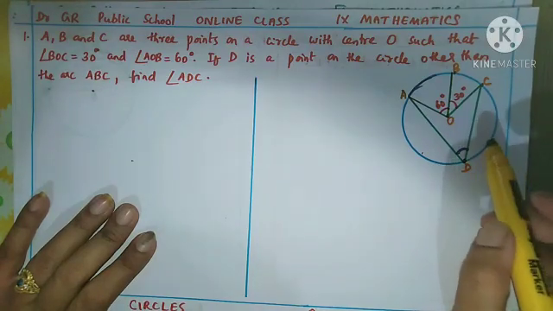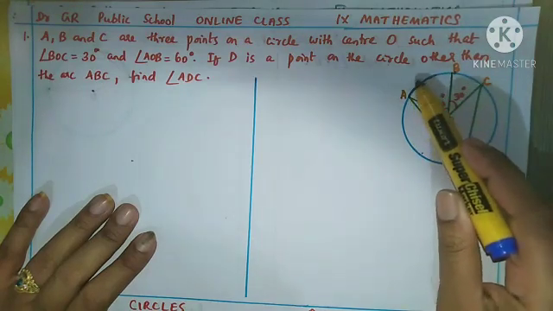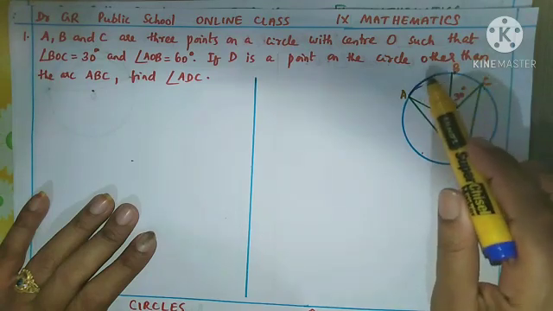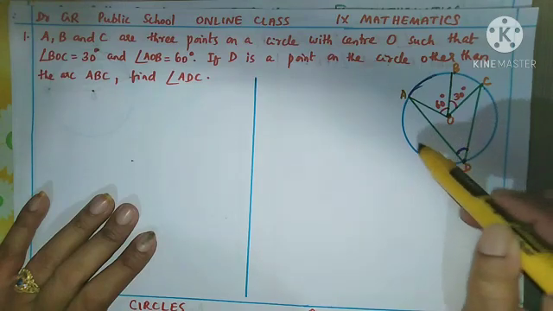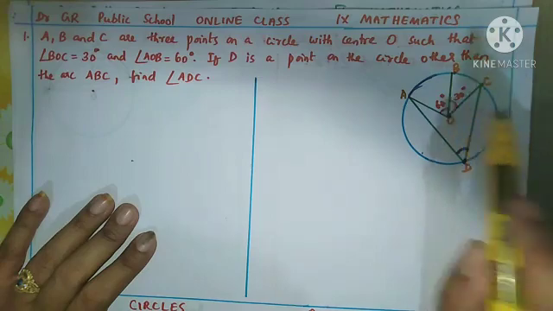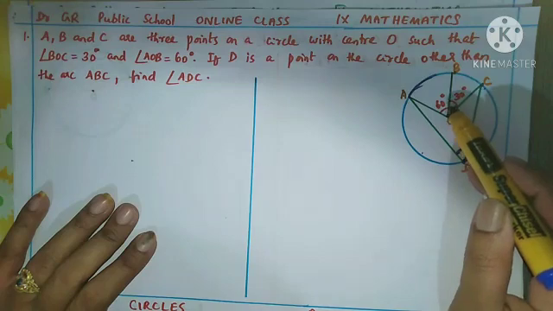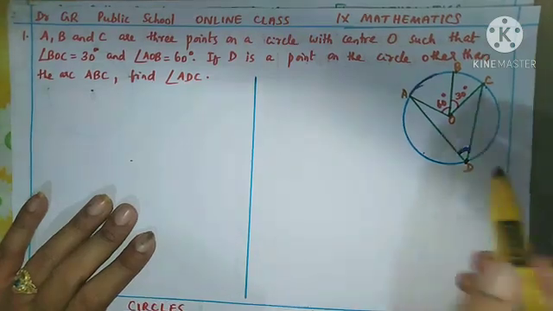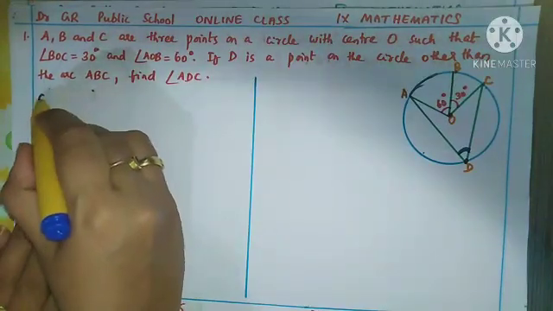Now children, as you know from the first theorem, what we studied, the angle subtended by an arc at the center is double the angle subtended by the same arc at a point on the remaining part of the circle. So using that theorem, this angle subtended at the center is double the angle at this point D. So using the theorem we are going to find the angle ADC. So first we can start the problem.